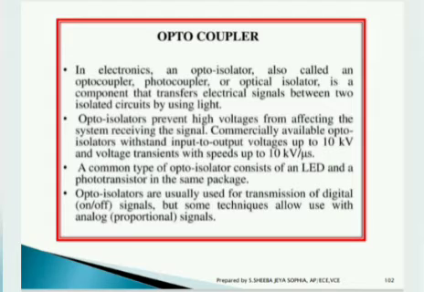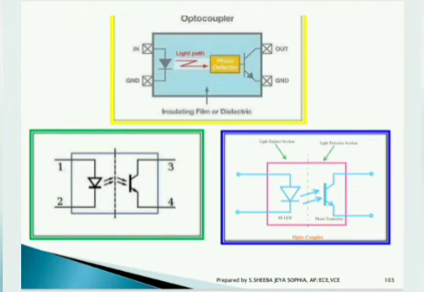10 kV per microsecond. A common type of opto-isolator consists of an LED and phototransistor in the same package, which we have seen in the previous diagram. These opto-isolators are usually used for transmission of digital, that is on-off signals, but some techniques allow us to use analog or proportional signals. This is the diagrammatic representation of this opto-coupler, which has an insulating film or dielectric between the two different devices.